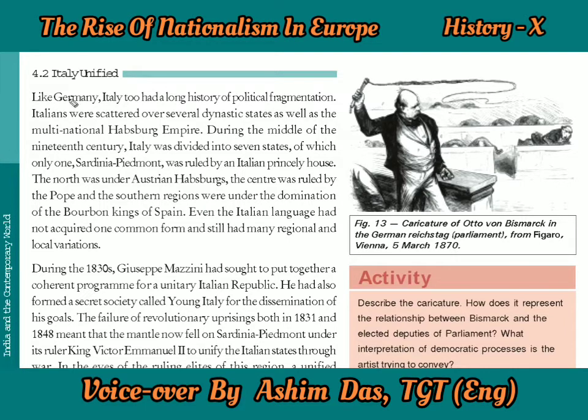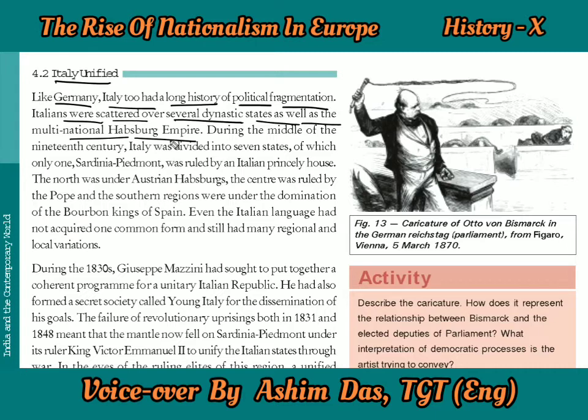So, like Germany, Italy too had a long history of political fragmentation or division. And Italians were scattered over several dynastic states as well as the multinational Habsburg Empire. So there was a Habsburg Empire, and under this, so many different multinational people, belonging to different groups, cultures, and languages, were all staying together.